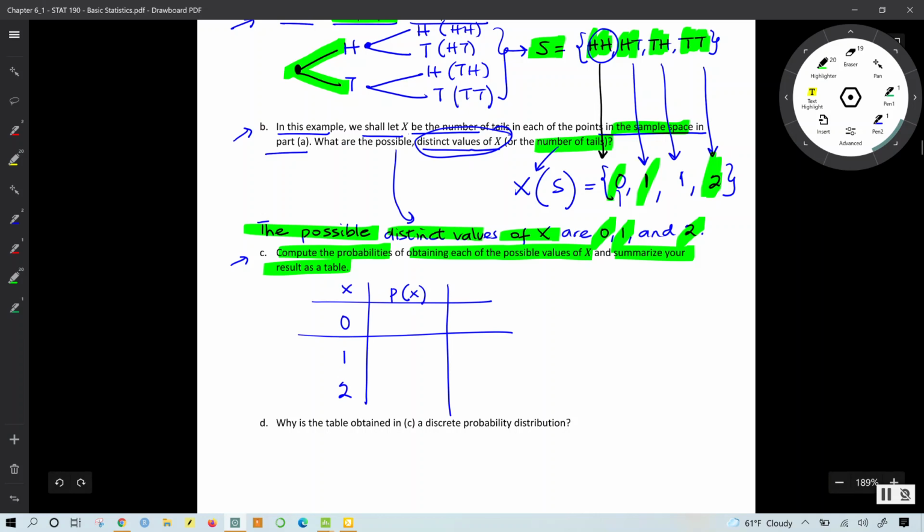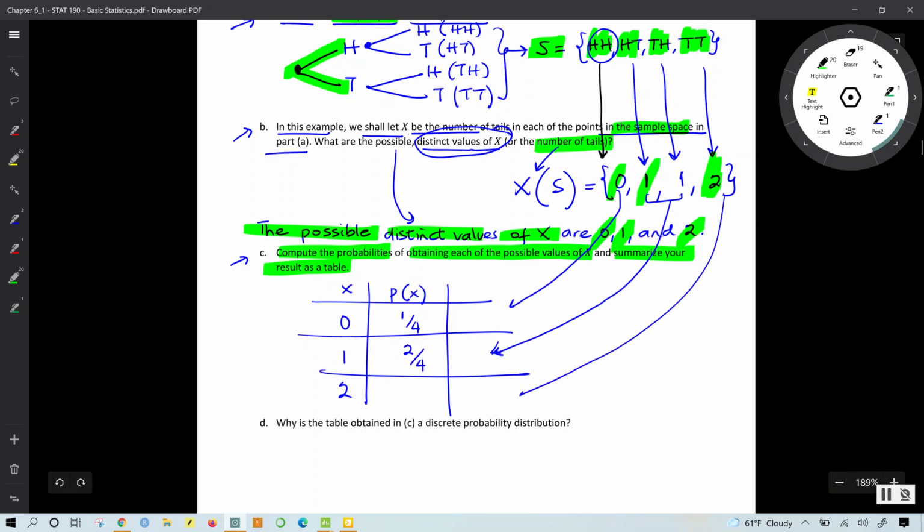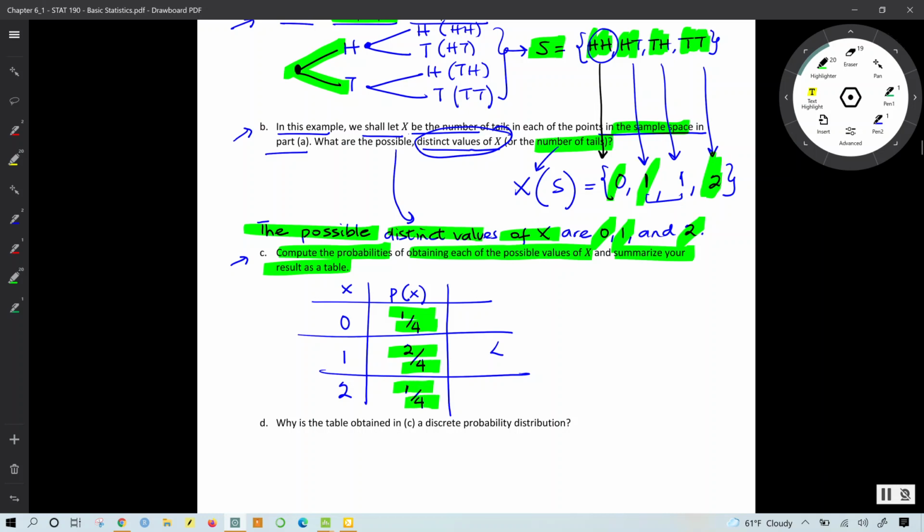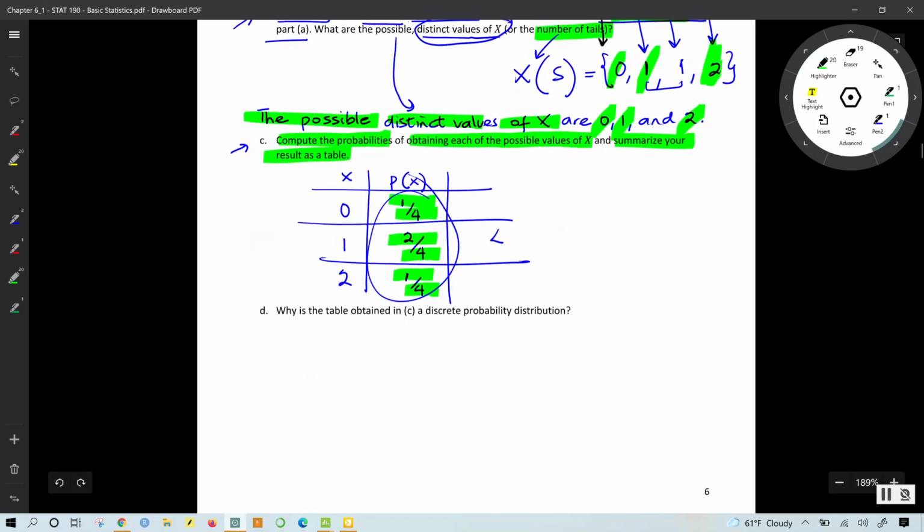For example, how many times does 0 occur? This will be 1 out of 4. How many times does 1 occur? Twice out of 4 possibilities. And for 2, it will be 1 out of 4. As you might observe, this might remind you of a probability model. Why? Each of the probabilities is a number between 0 and 1, and the sum total of all the probabilities is equal to 1. And that naturally leads us to question D.